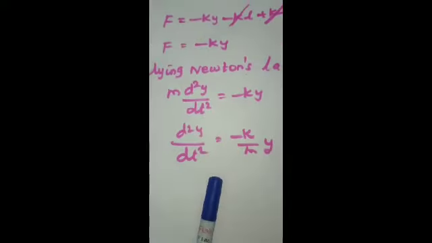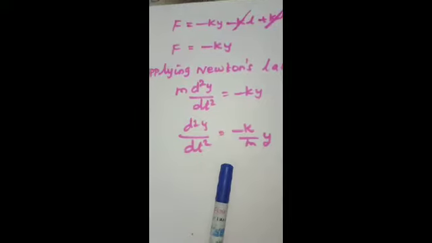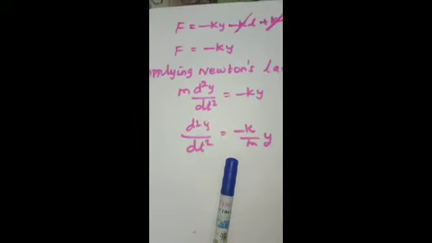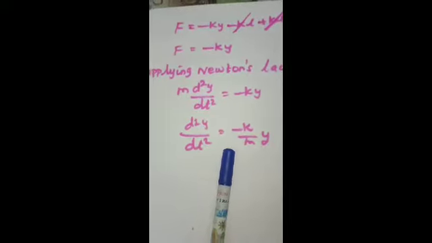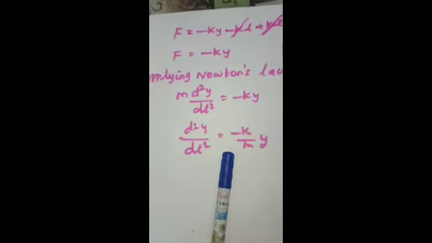The above equation is in the form of the simple harmonic differential equation. Therefore, we get the time period as T is equal to 2 pi square root of m by k seconds. That's all.